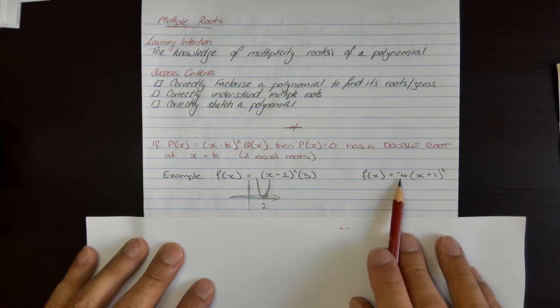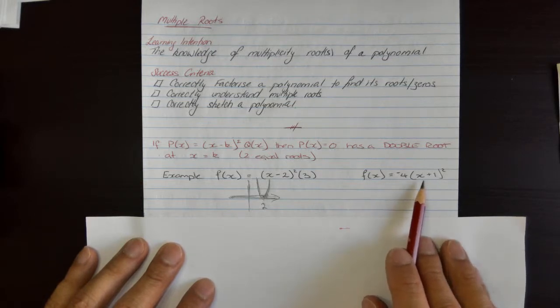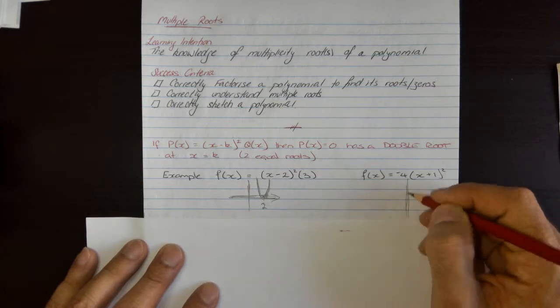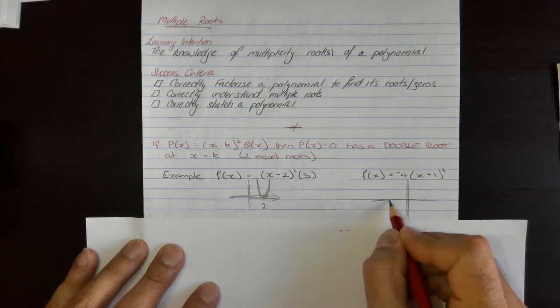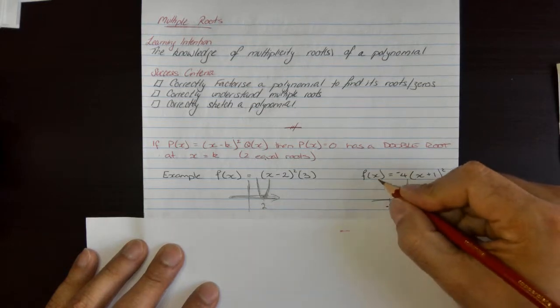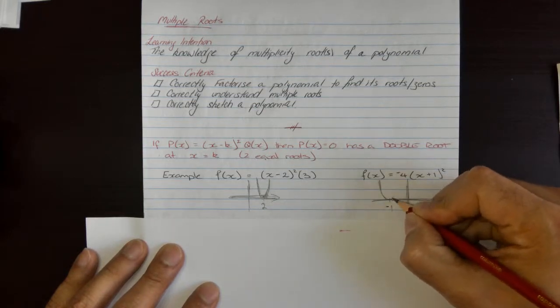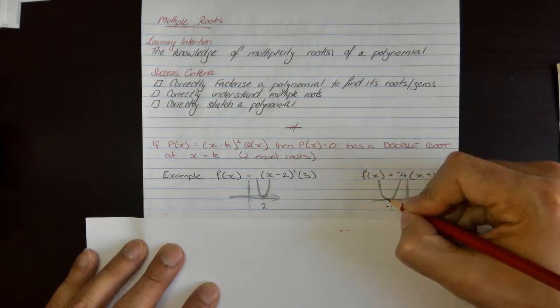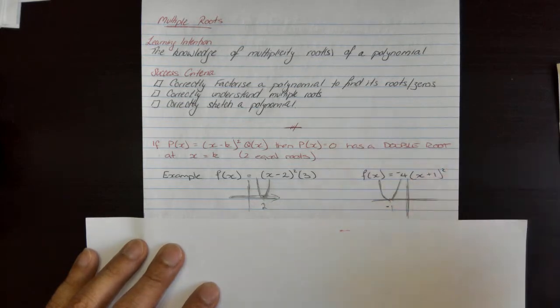In this way, we've got f of x equals negative 4 times (x plus 1) all squared. So we're going to have a double root at negative 1. And once again, we'll have it touching the axis and then bouncing back off.